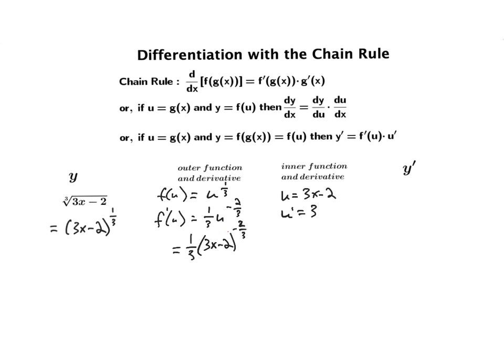And finally, our y prime is going to be equal to f prime of u times u prime. And that is 1/3 (3x minus 2) to the negative 2/3 times u prime, which is 3. So that's just going to be 3 times 1/3 is 1. And you can leave it in that form.